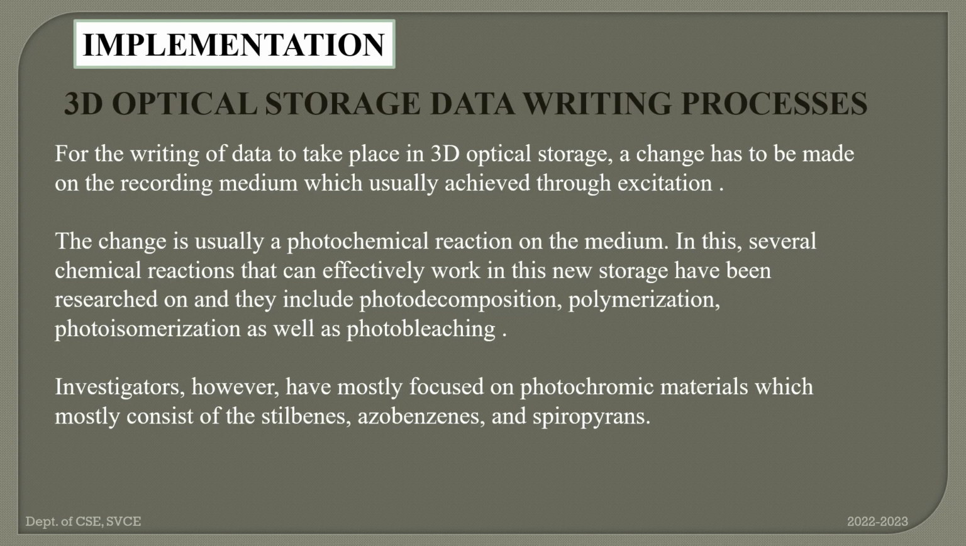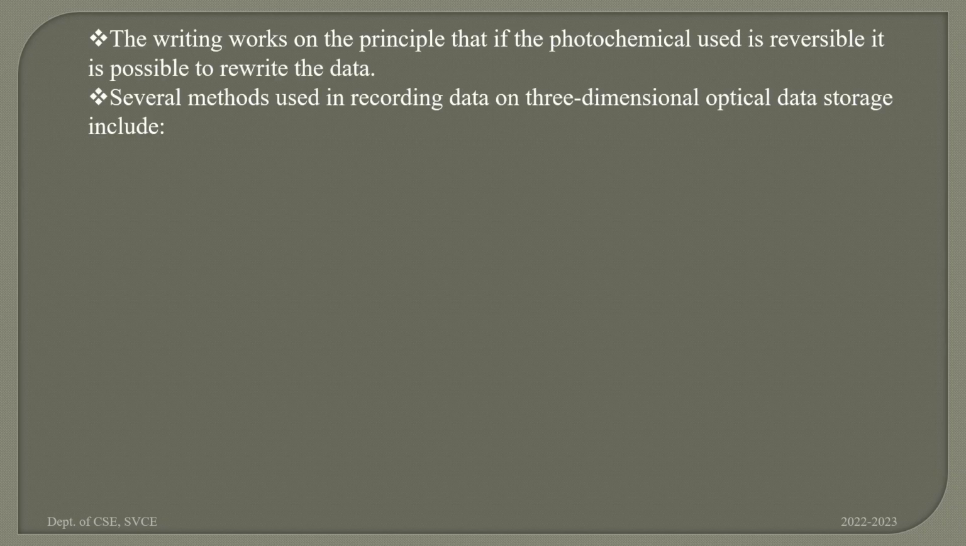Several chemical reactions that can effectively work in this new storage have been researched, and they include photodecomposition, polymerization, photoisomerization, as well as photobleaching. Investigators, however, have mostly focused on photochromic materials, which mostly consist of the stilbenes, azobenzenes, and spiropyrans. The writing works on the principle that if the photochemical reaction used is reversible, it is possible to rewrite the data.